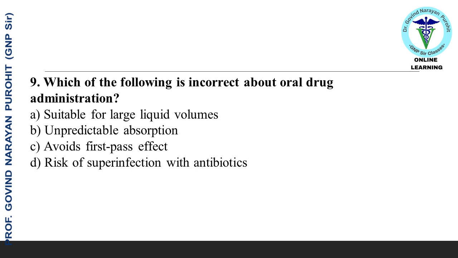D. Risk of superinfection with antibiotics. Answer, C. Explanation. Oral administration does not bypass the first pass effect. Drugs undergo metabolism in the liver or intestine.